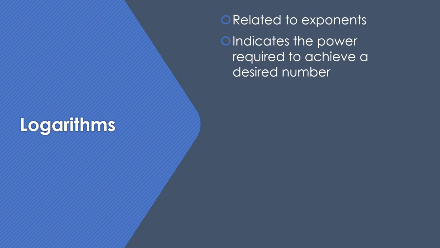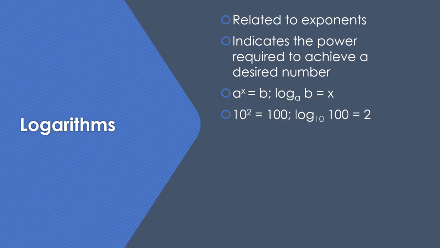Logarithms are related to exponents, and it's basically the power you need to get to the number you want, which sounds really weird, but to put it in a mathematical form, if a to the x equals b, then the logarithm of base a of b is equal to x. So 10 squared is 100. 10 to the second power is 100. Log base 10 of 100 is equal to 2.